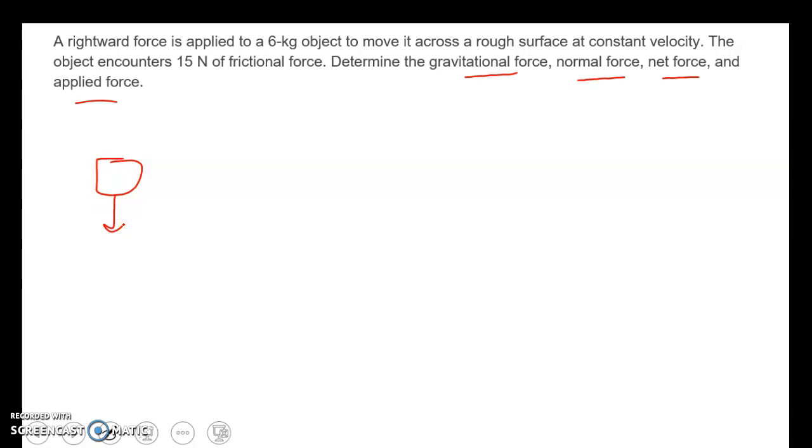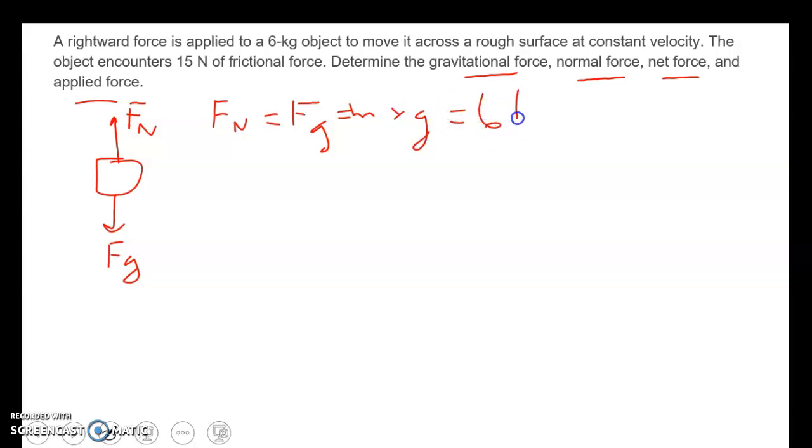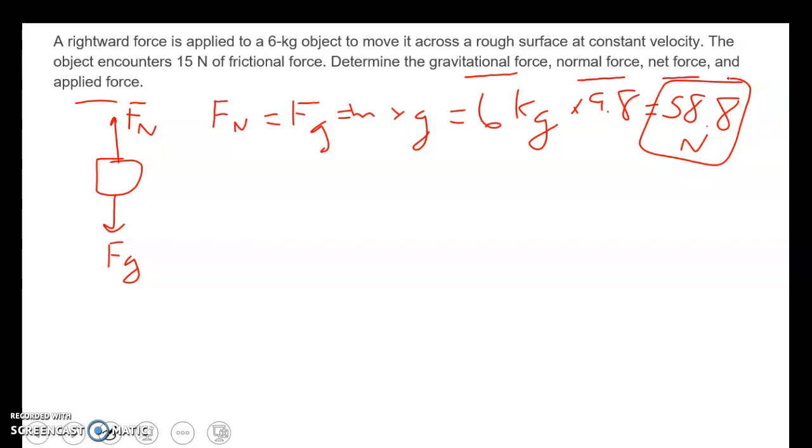Again, we're moving it across rightward, so we know gravity and normal force are going to be equal. So normal force equals gravitational force equals mass times g. Our mass is 6 kilograms, and g is 9.8. 6 times 9.8, and I'm just going to round this to the tenth, 58.8 newtons. So gravitational force and normal force, we know, 58.8 newtons. Our net force and applied force.